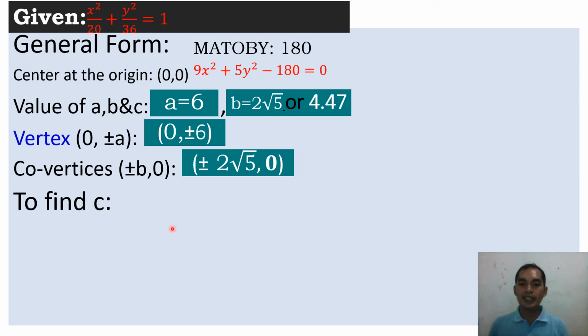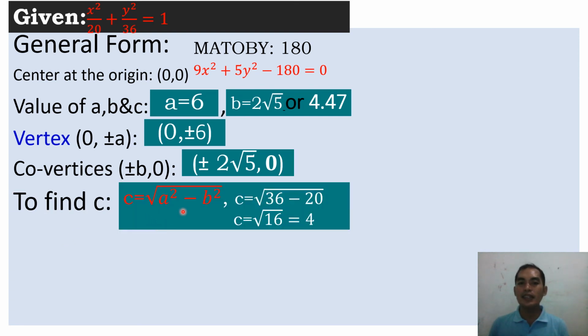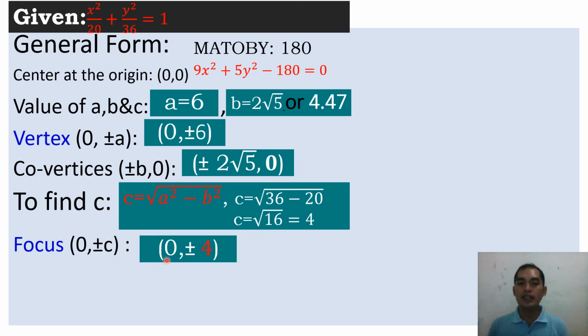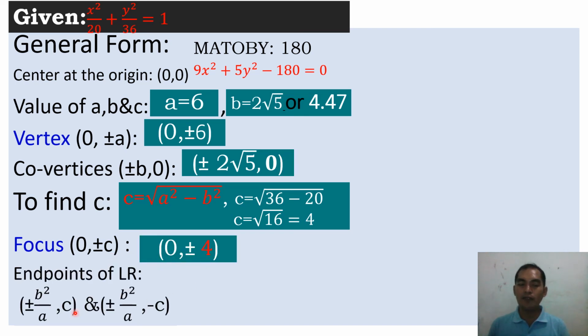To find C, we have the formula C equals the square root of A squared minus B squared. Just subtract 36 minus 20 is 16. Square root of 16 is 4. That's the value of C. Ang C ay pattern sa vertex na sa Y ilalagay. So we have 0, positive, negative C equals 0, positive, negative 4.